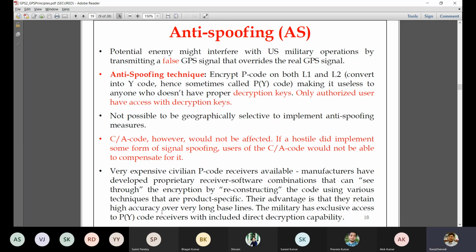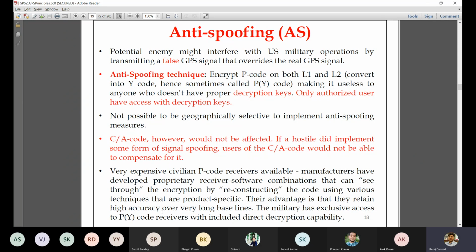Very expensive civilian P code receivers are available. Manufacturers have developed proprietary receiver software combinations that can see through the encryption by reconstructing the code using various techniques that are product specific. Their advantage is that they retain high accuracy over very long baselines. The military has exclusive access to PY code.